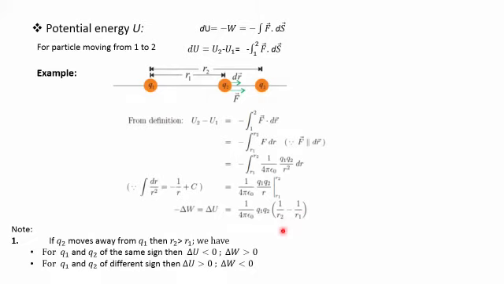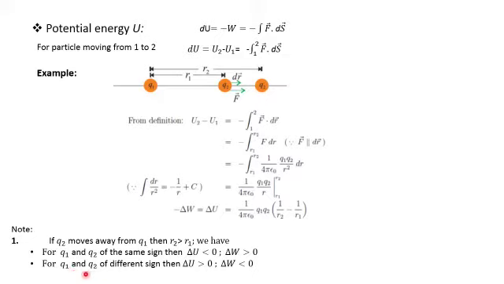From this relation we note a few points. Number one, if q2 is moved away from q1, then in that case r2 becomes greater than r1, and we will have delta U less than 0, because the term 1 over r2 becomes minimum and the other term becomes greater. So overall the right-hand side term becomes negative. So we get delta U less than 0 and delta W greater than 0, and in this case the work is done by the electric repulsive force.